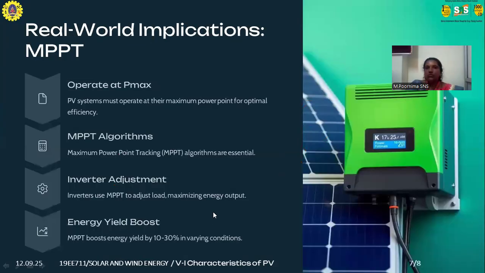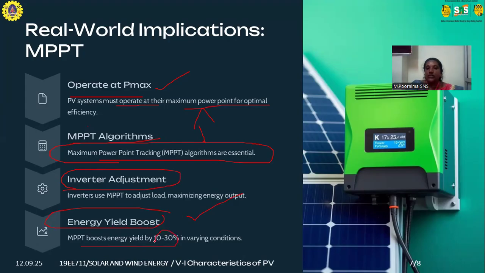And finally, we have the real-world implementation of MPPT. First comes optimization: the PV must operate at the maximum power point for optimal efficiency. We need high efficiency, so it must operate optimally. The MPPT algorithm is essential for producing more power, through inverter adjustments and an energy yield boost. MPPT boosts yield by about 10 to 30% in various conditions. So these are the real-world implementations.